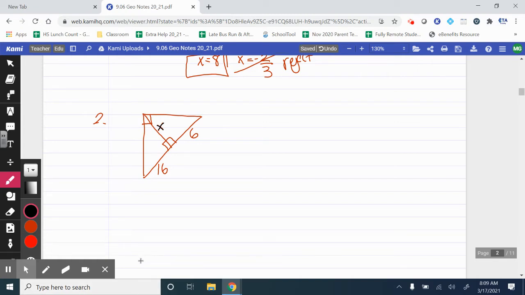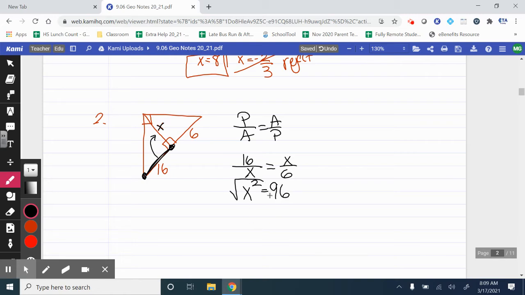So to find x, we're going to use our altitude rule, which is p over a equals a over p. So part of my hypotenuse, it's always the hypotenuse of that biggest triangle that you see, is 16 over my altitude, which is x, equals x over 6. And then you're going to solve that, so we cross multiply, and then put that into simplest radical form.